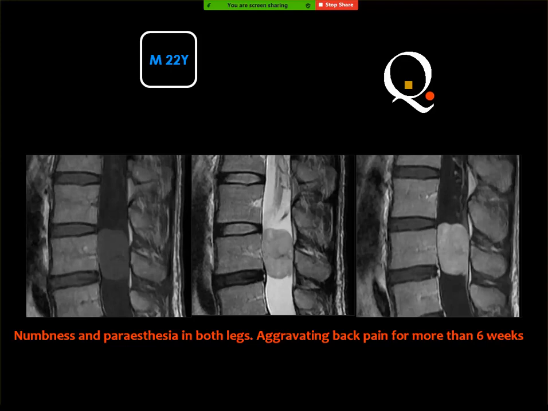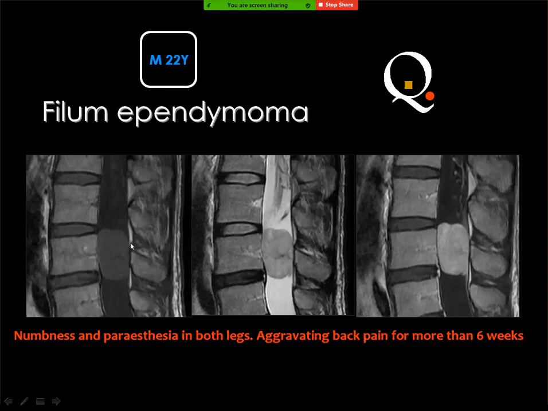It's lipoma. Intradural lesions. Intradural lipoma. Meningioma. And this is a filum terminale ependymoma.